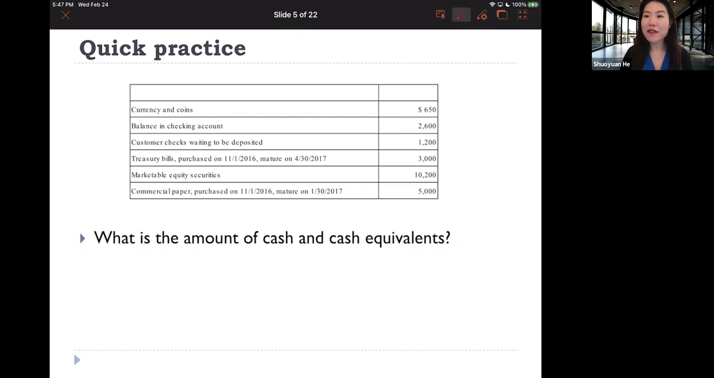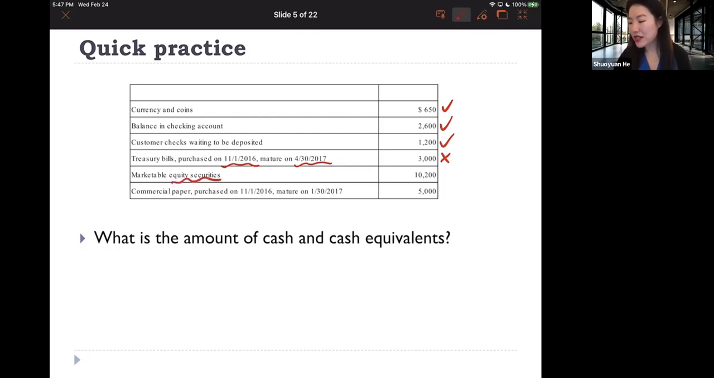So what is the amount of cash and cash equivalent here? Currency and coins, yes, it is. It is cash. Balance in checking account, it's cash. Customer check waiting to be deposited, yes, it is cash. Treasury bills purchased on November 1st and mature on April 30th. Is it cash and cash equivalent? No, it's not. Because it's more than 3 months, so it's not cash equivalent.